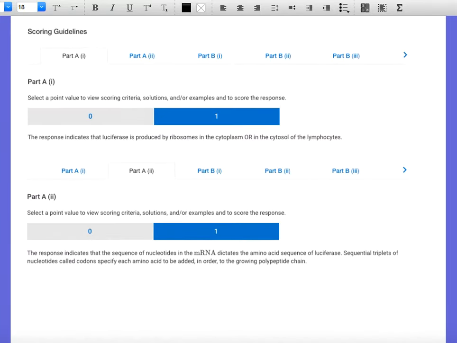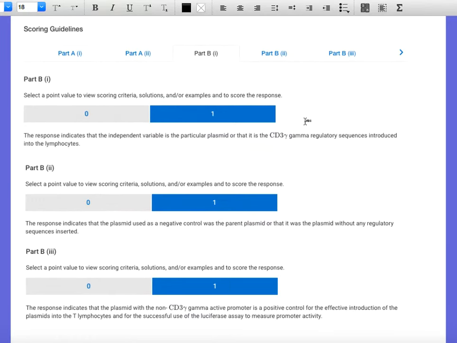Let's take a look here. So that was the first two parts. Ribosomes and the cytoplasm, or cytosol, two words for the same thing. And then the sequence of nucleotides in the mRNA dictates the amino acid sequence of luciferase. And yeah, this talks about how they're read three at a time, one codon at a time, each amino acid.